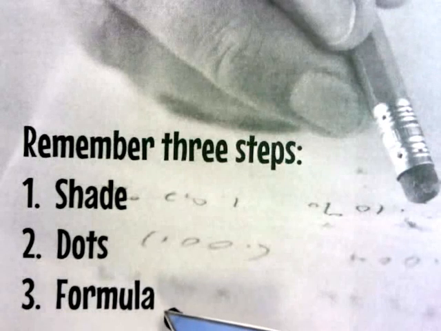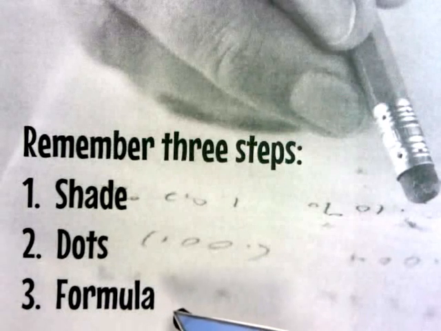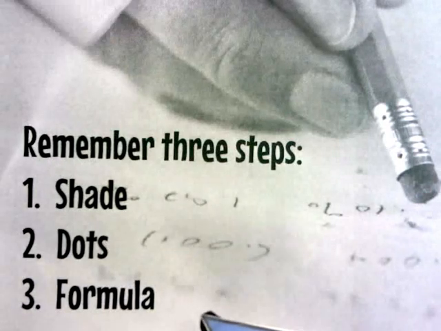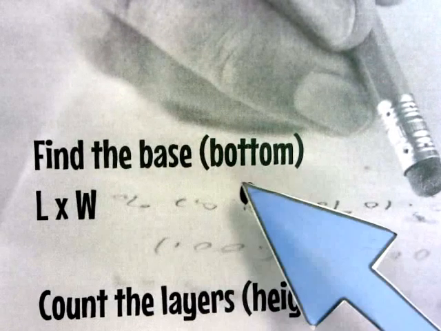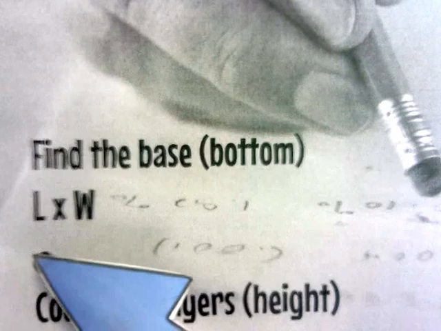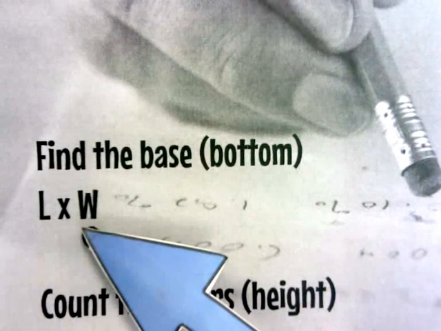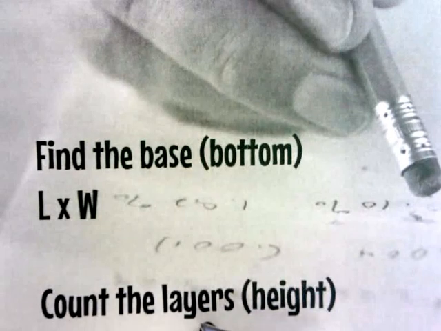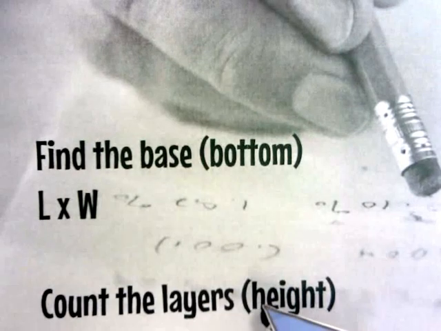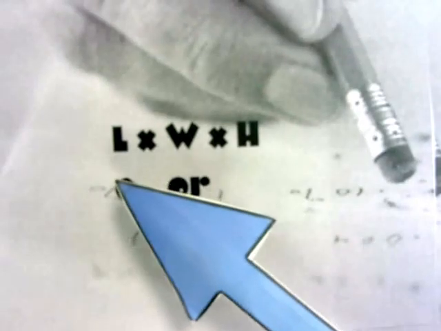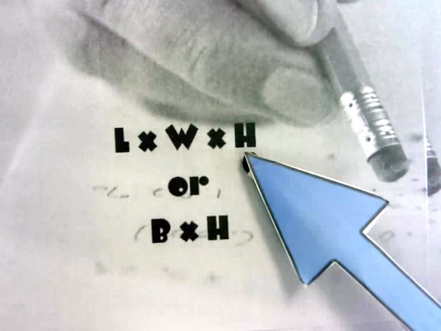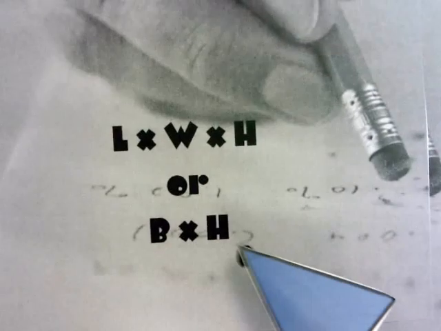Now, the formula can be written as length times width times height, or it can be written as base times height. If we look at that, we're going to first find the base, which is the bottom, and the dimensions for the base are length times width. And then we're going to count the layers, which is the height. And these are the formulas that we will use to show our work. Length times width times height, or base times height.